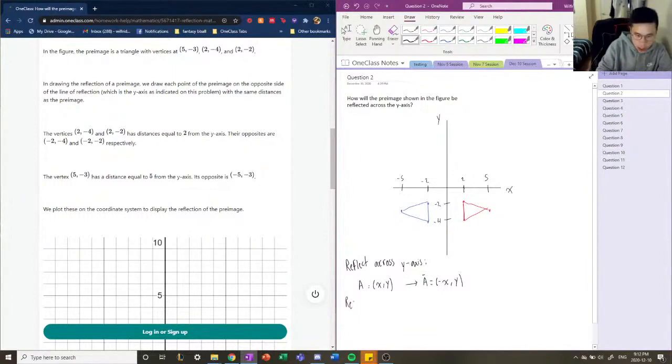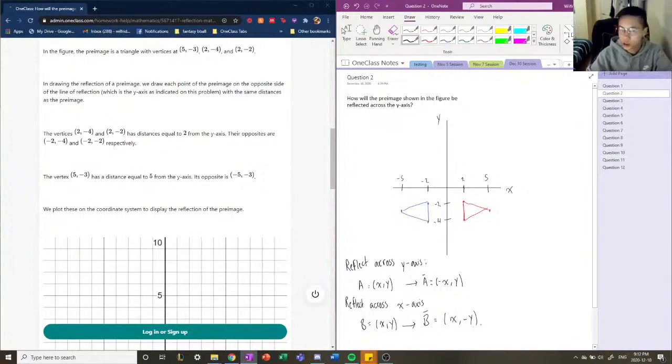If you were to reflect across the x-axis instead, you will have to be wary of the fact that you have to maintain the distance to the x-axis to be the same. So reflecting across the x-axis means that for point B of (x, y), we have to do a negative y, okay? Excuse me.